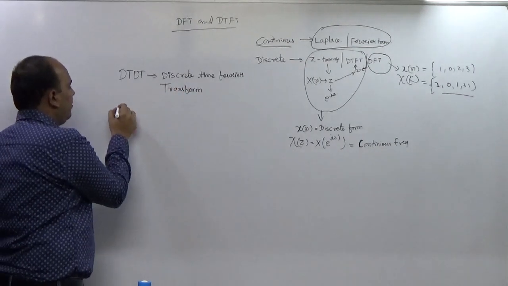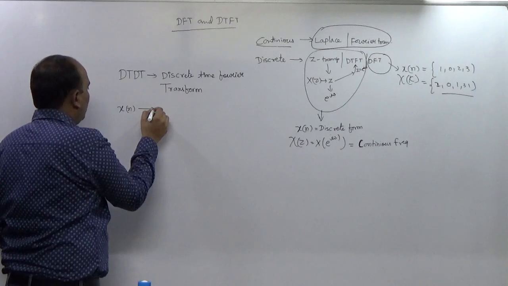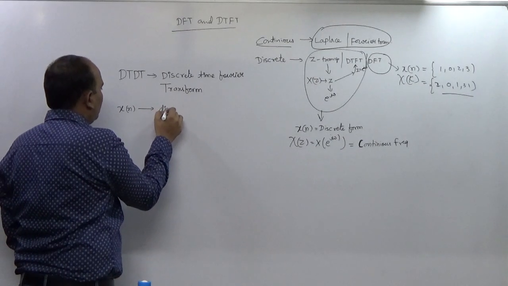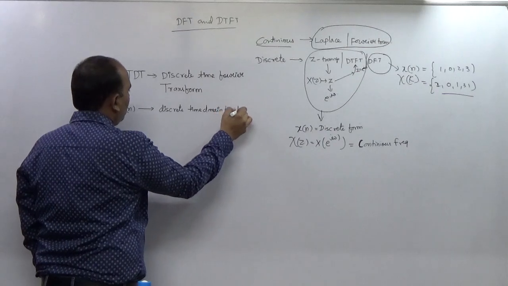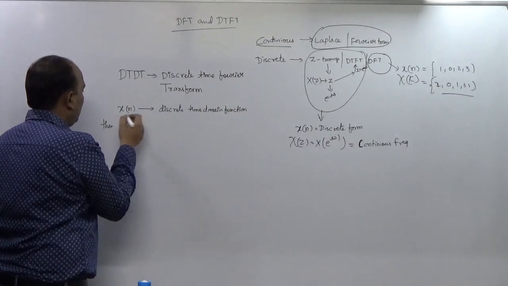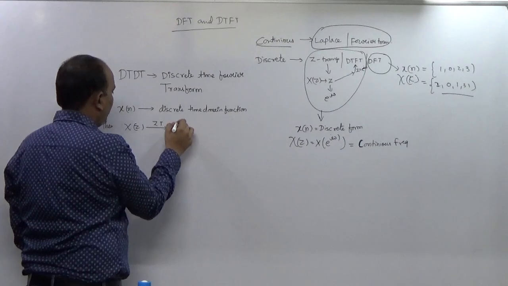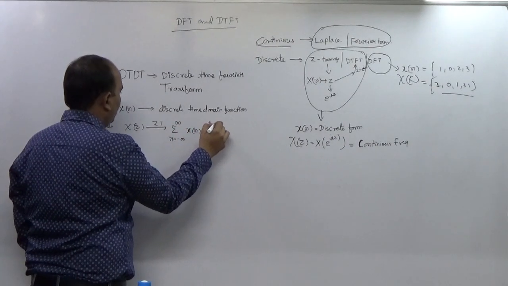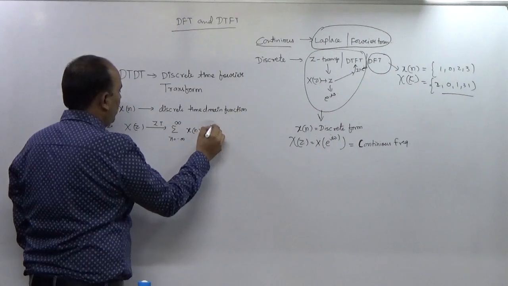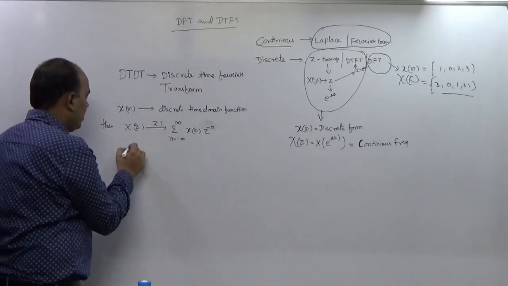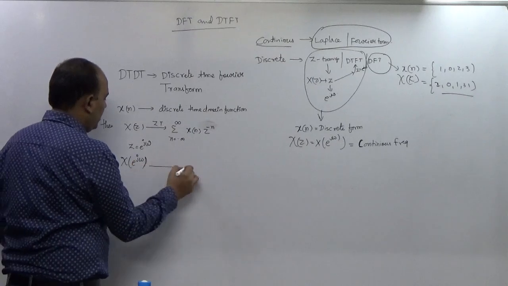For the discrete time Fourier transform, its definition is this: x[n] is a discrete time domain function, then its Z transform X(z) is defined as the summation of n equal to minus infinity to infinity of x[n] z to the power minus n. Okay, that was your Z transform. When we put z equal to e power of j omega, it becomes the DTFT, X(e^jω).